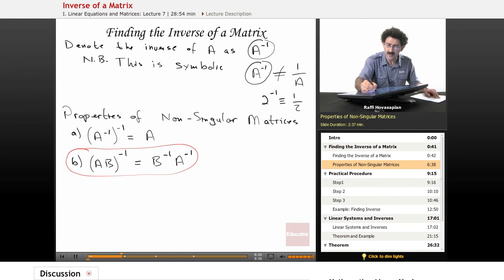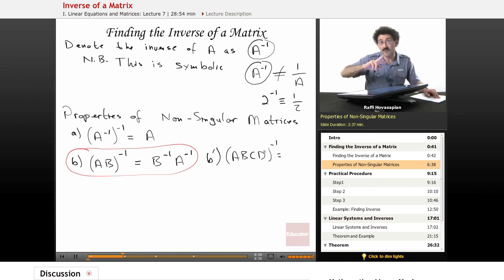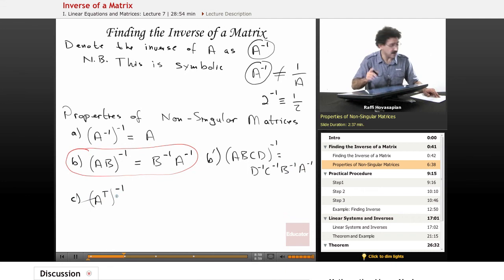We also have B prime, which is just the same thing for multiple entries. So if I have, for example, A times B times C times D, and so on, inverse, well, I just reverse them. I'll just do it backwards. That's equal to D inverse times C inverse times B inverse times A inverse. Just work your way backwards, just like the transpose. And C, our final property: if we take a matrix and take the transpose of it, and then take the inverse of it, well, what we can do is just take the inverse first, and then take the transpose. In other words, the transpose and the inverse are switchable.